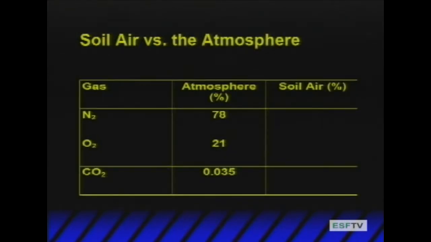Okay, let's think about soil aeration. And so we think first about the atmosphere. We start with the atmosphere, and it's approximately 78% nitrogen, a relatively inert gas, and about 21% oxygen, and about 0.03% or 0.035% carbon dioxide. These are the three main gases. There are others, but these are the three main gases that we deal with.